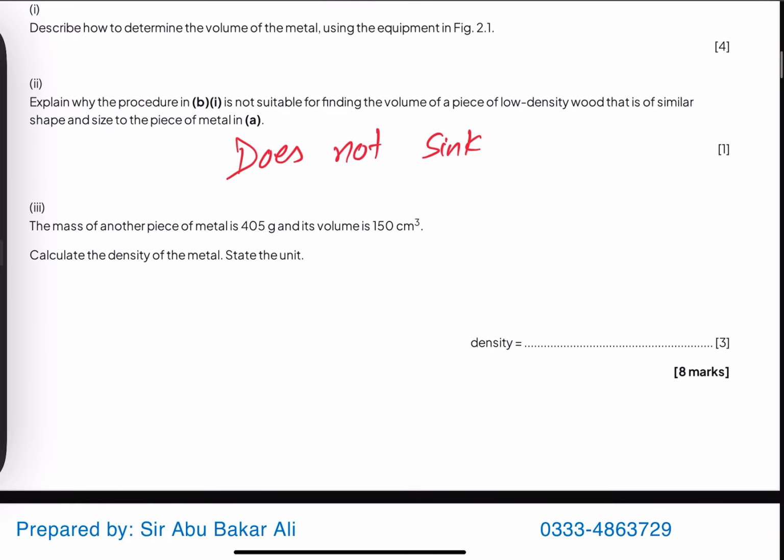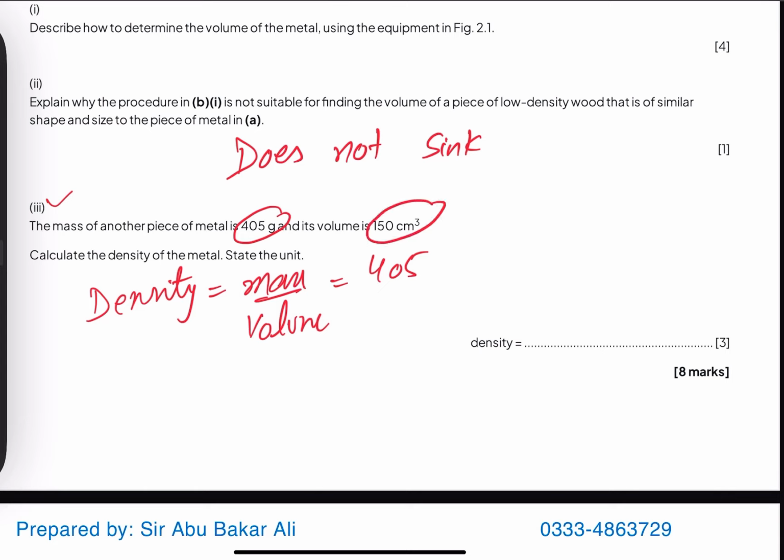Next question, the mass of another piece of metal is 405 grams and the volume is given. You have to find the density, and you have to write down the units as well. So density is equal to mass divided by volume. Mass is given as 405 grams and volume is 150 centimeter cube. So dividing both of them, you will get 2.7, and units are grams per centimeter cube.